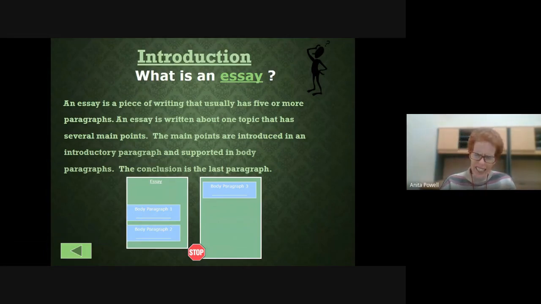Okay, is an essay funny? Especially as we saw in the video last week, the zombies. It can be if we feel comfortable and if it is easy to write, and it can be easy. An essay is a piece of writing that usually has 5 or more paragraphs. An essay is written about one topic that has several main points. The main points are introduced in an introductory paragraph and supported in body paragraphs. The conclusion is the last paragraph.